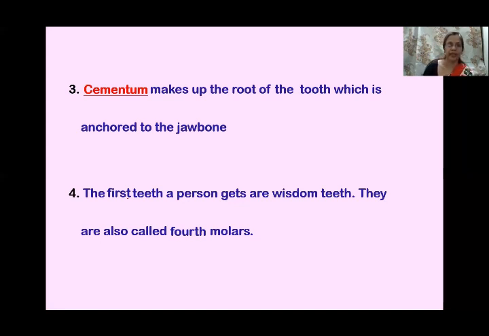So the correction required here is, the last teeth a person gets are wisdom teeth. They are also called third molars. So the correct answer will be, the last teeth a person gets are wisdom teeth. They are also called third molars. So these are the two corrections which we have to incorporate. Now we'll end here.